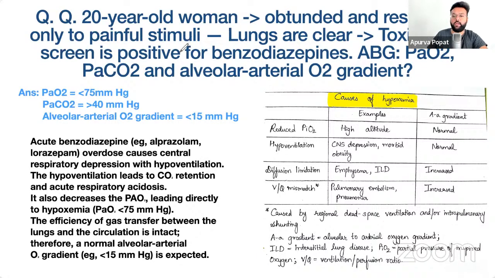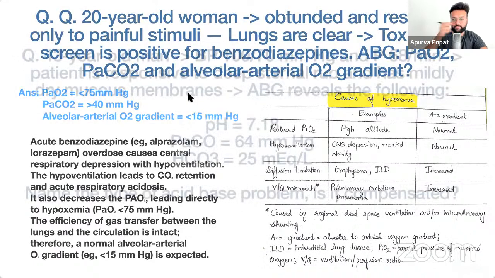This is what you have written, Vishwa. Reduced PiO2 at high altitudes, but that will remain normal when you are at sea level. Hypoventilation, like opioid overdose or CNS depression, all those things, AA gradient is still normal. So that's about benzodiazepine overdose.